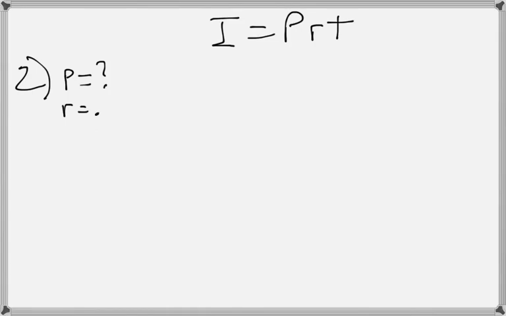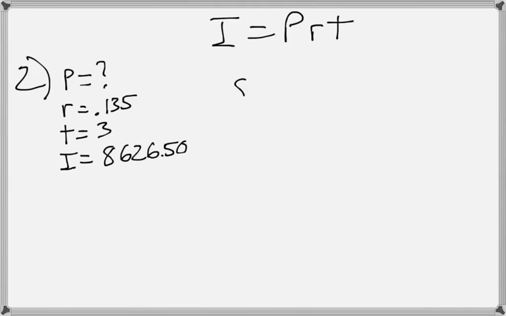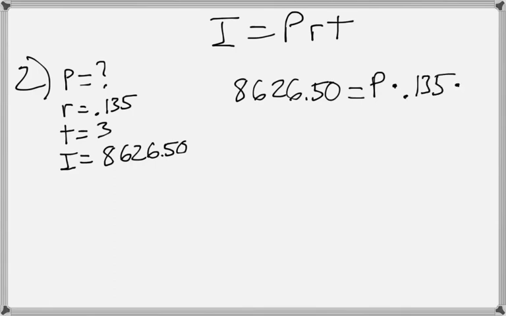But R is equal to 0.135, and T is equal to 3. And the interest in this one is that. So when I solve for this, I know that that's my I. My P, I don't know. I'm multiplying by 0.135 times 3.